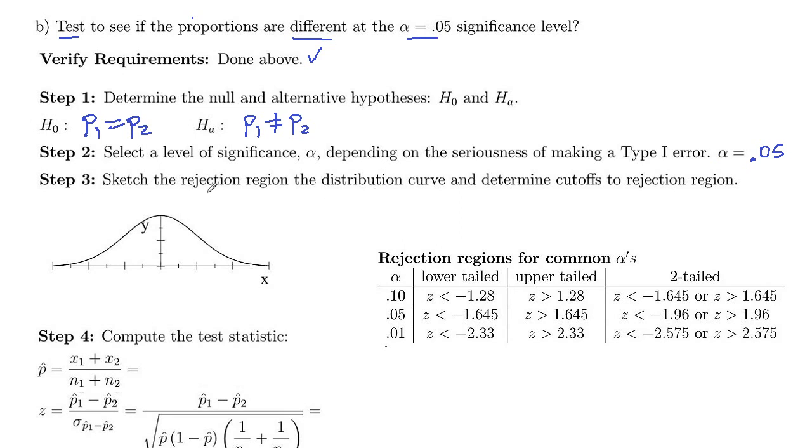Step 3, sketch your rejection region. This is a two-tailed test, so we will have a rejection region on both sides. We are using the Z distribution here, so we can use the table for common rejection regions. When alpha is 0.05, two-tailed test, plus or minus 1.96. So those are our critical values for the rejection region. So we reject H0 in the tails.